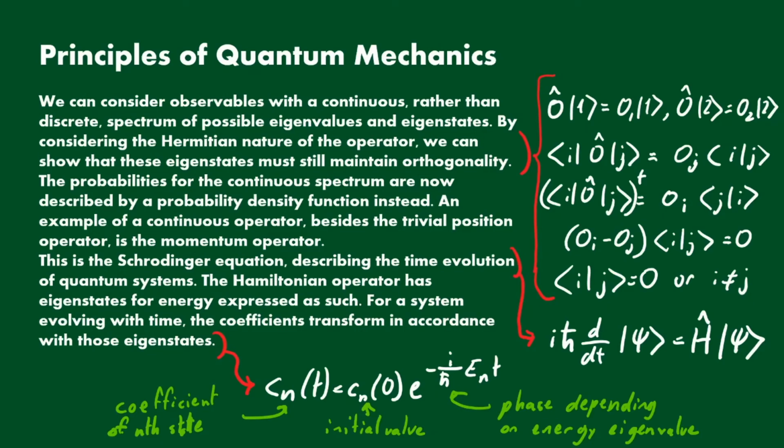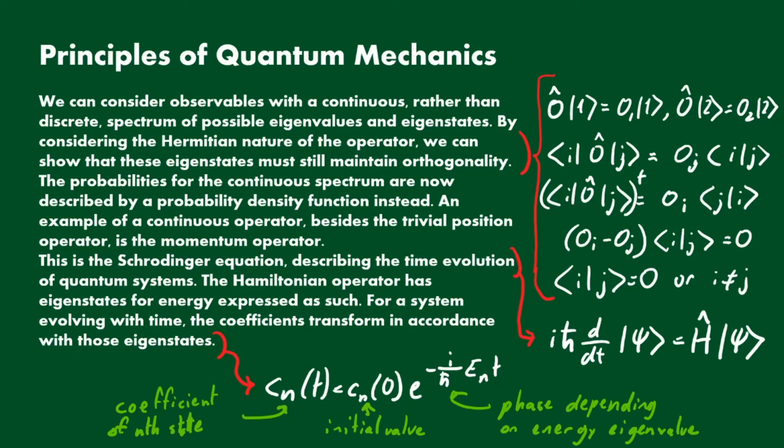Principles of quantum mechanics. We can consider observables with a continuous, rather than discrete, spectrum of possible eigenvalues and eigenstates. By considering the Hermitian nature of the operator, we can show that these eigenstates must still maintain orthogonality. The probabilities for the continuous spectrum are now described by a probability density function instead. An example of a continuous operator, besides the trivial position operator, is the momentum operator.